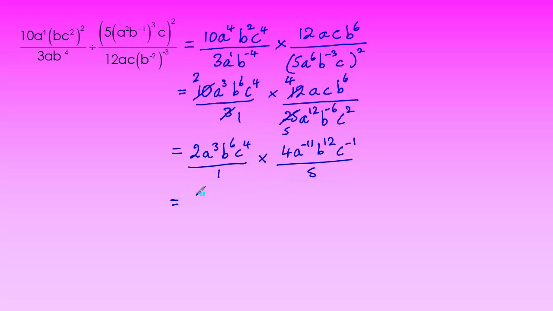So multiplying now, we have 8. Add the indices, we get a to the negative 8. b is to the power 18. c will be to the power 3. And all of that's over 5. And if we want to express that without any negative indices, it's just the a that needs to come to the bottom. So 8 b to the 18 c cubed over 5 a to the power 8.